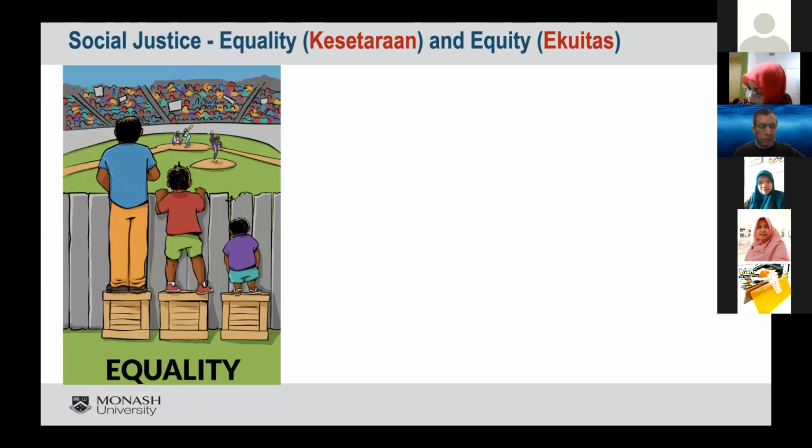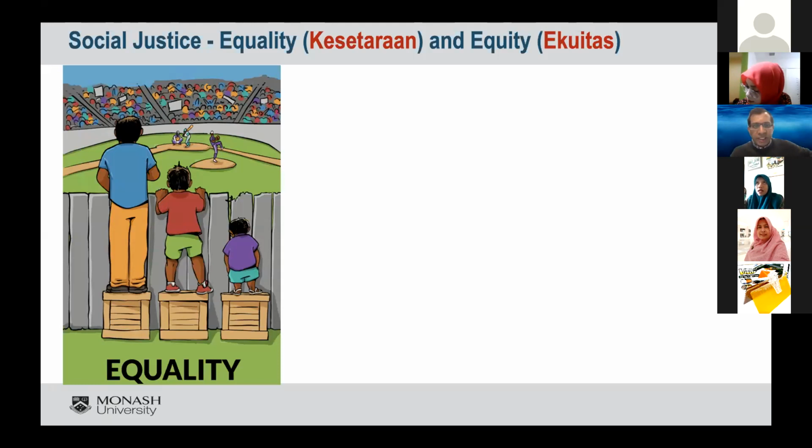So this is the first one. This is equality. Can you see the image, guys? Yes, Absharini, can you see the image? Yeah, okay.